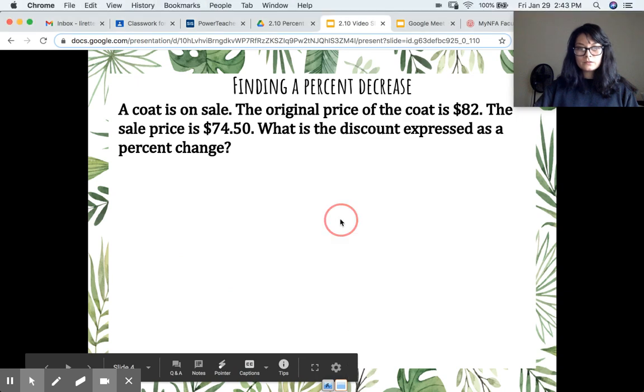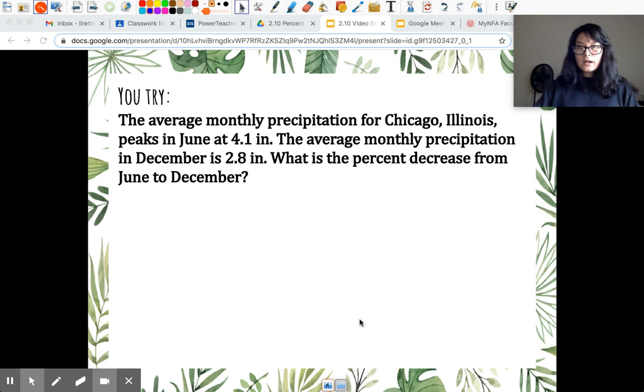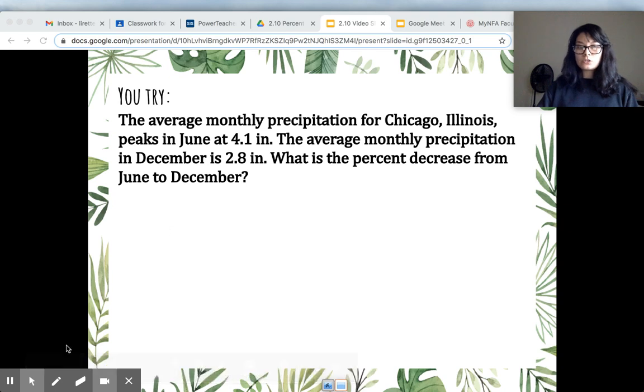So here's a similar one for you to try. I'm going to pause the video here and let you give it a go. And when you unpause, you should see a solution.